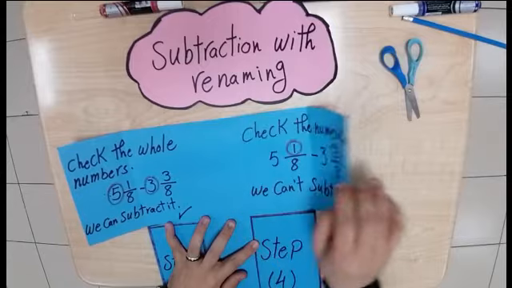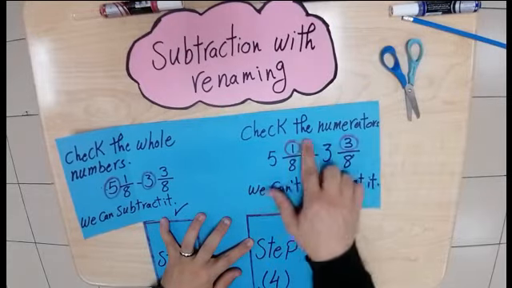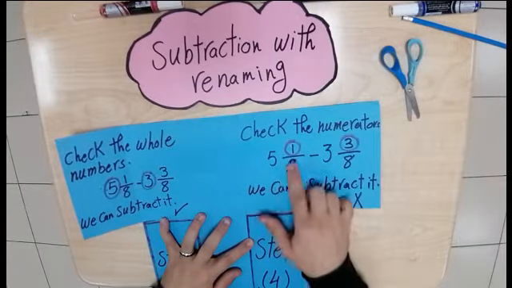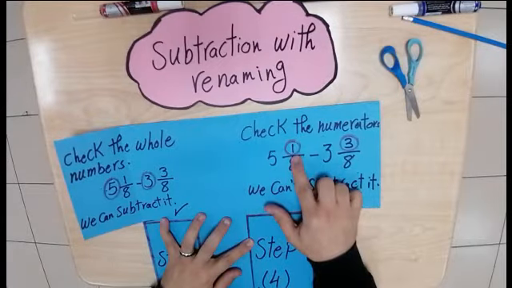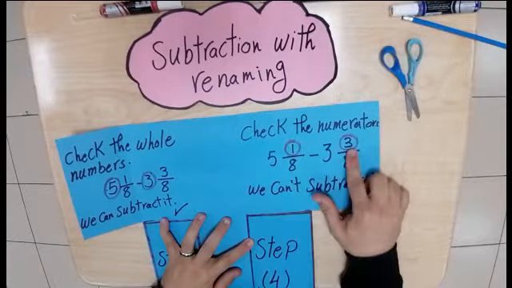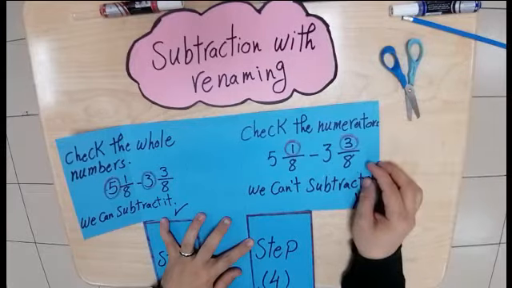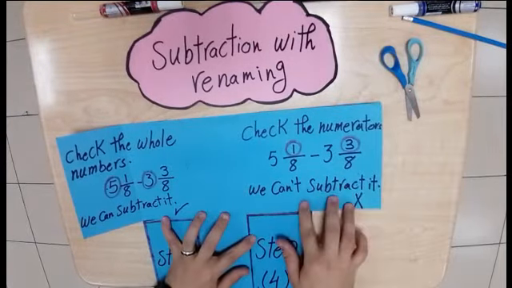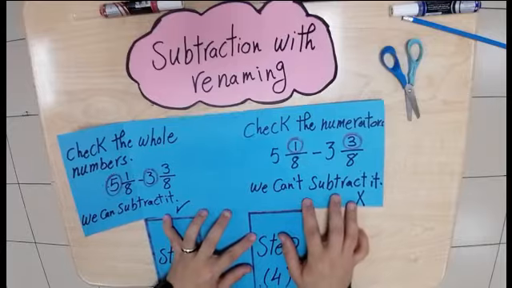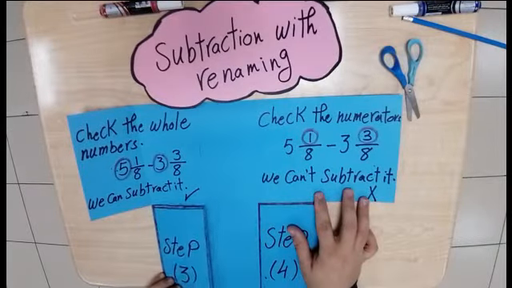Step 2. Check the numerators. The numerators here are 1 and 3. Can we subtract 3 from 1? Of course we can't, because 3 is greater than 1. So let's move to step 3.